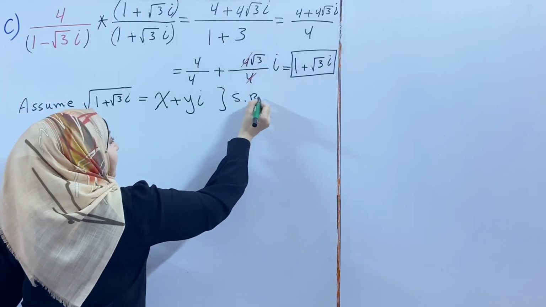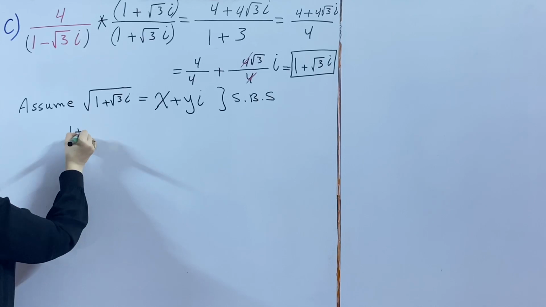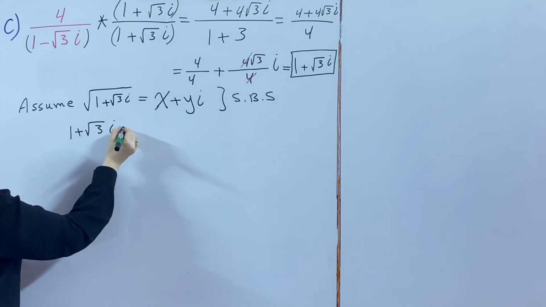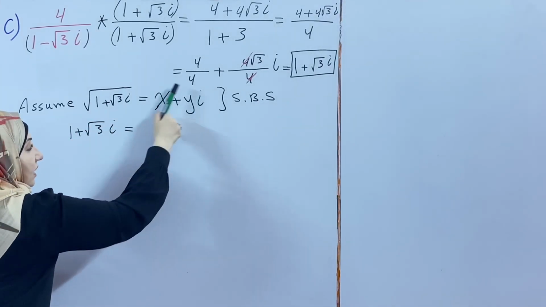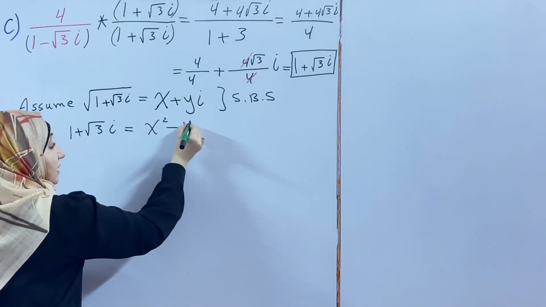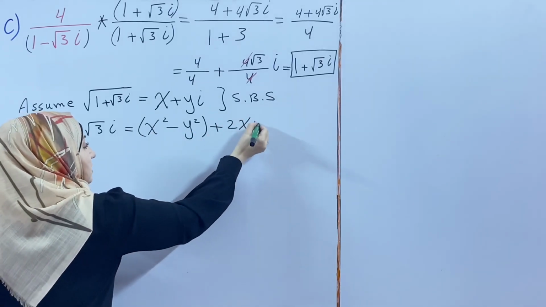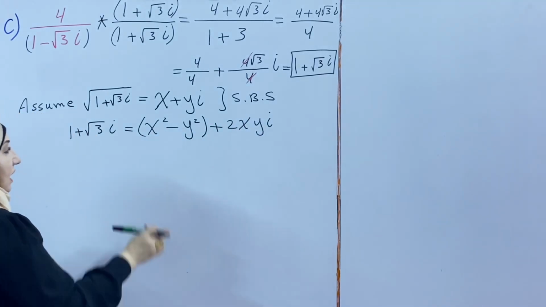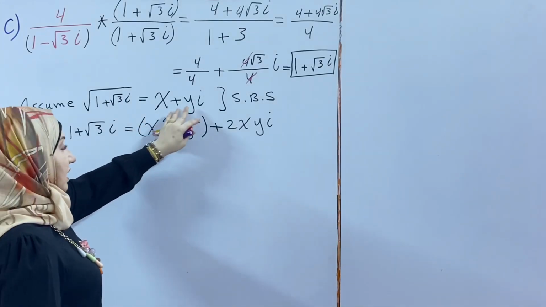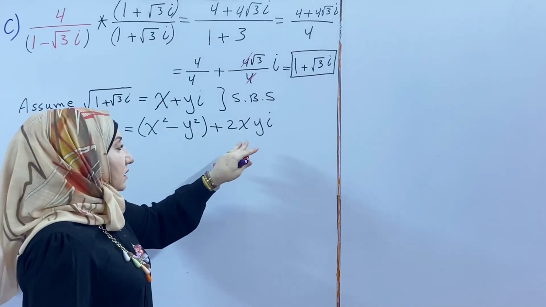Square both sides. When I square both sides, this side will be 1 plus square root of 3i equals, and when I square this side, I will get x squared minus y squared plus 2xyi. This has become a rule for me: I know that (x plus y) squared equals x squared minus y squared plus 2xyi.